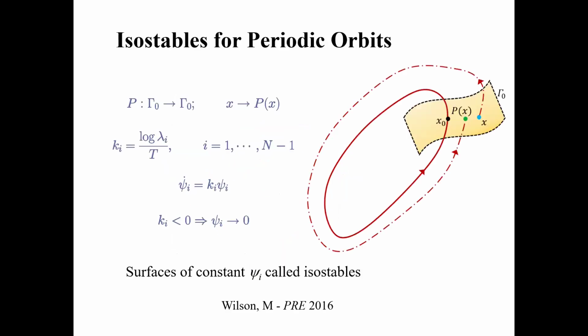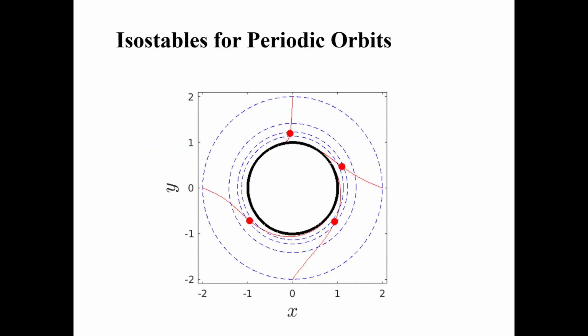And so a few years later, with my student Dan Wilson, we generalized this notion of isostables to periodic orbits. Basically, the idea is you choose coordinates such that this, what I call isostable variable, psi I dot, has very simple dynamics here. The surfaces of constant psi I are called isostables. Here the periodic orbit is just a circle. I made some non-trivial azimuthal dynamics just to make it slightly more interesting. But in this case, the isostables are just circles.